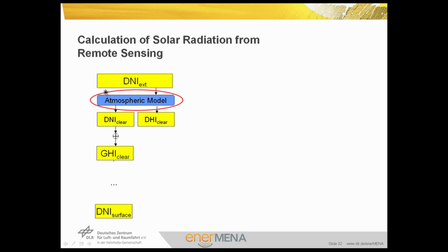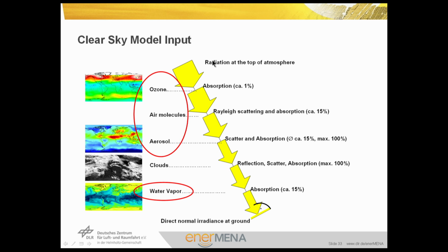So, let's first talk about the atmospheric model. In this slide we can see how the radiation falls on the atmosphere and how it is absorbed, scattered and reflected before it comes to the ground. So ozone absorbs parts of the light, air molecules cause Rayleigh scattering and absorption, aerosols cause scattering and absorption, clouds can reflect, scatter and absorb the radiation, and also water vapor plays a role because of the absorption.